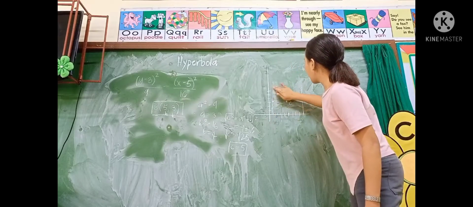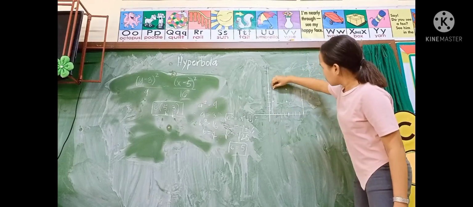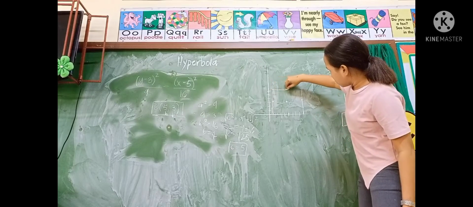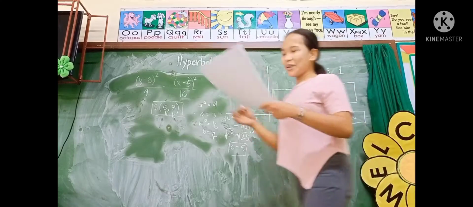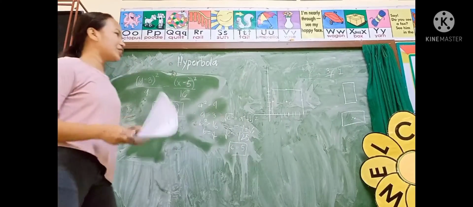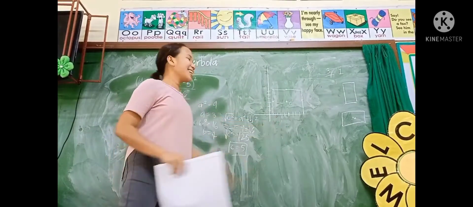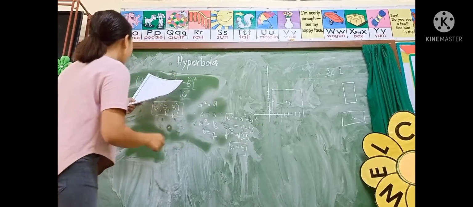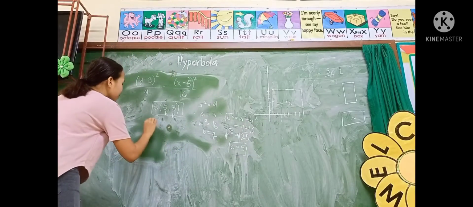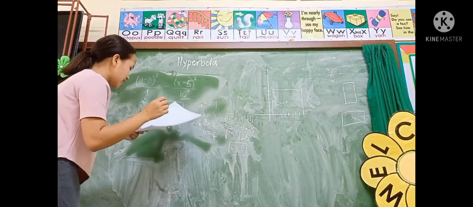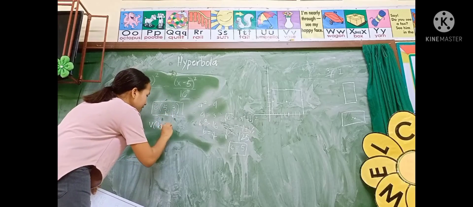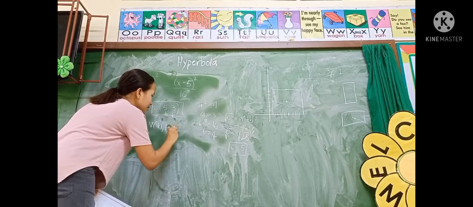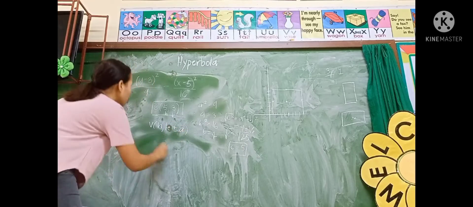Rectangle siya, guys. Rectangle. So, to check if our graph is correct, okay, may umuubo sa labas. Okay, a vertex is H, K, plus minus A. Ayan. Wala nang umuubo.